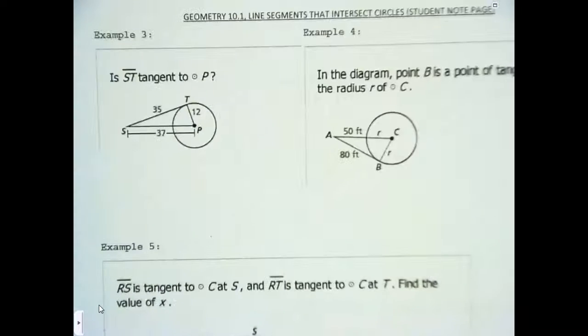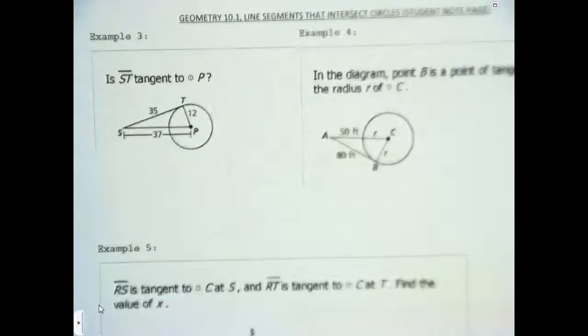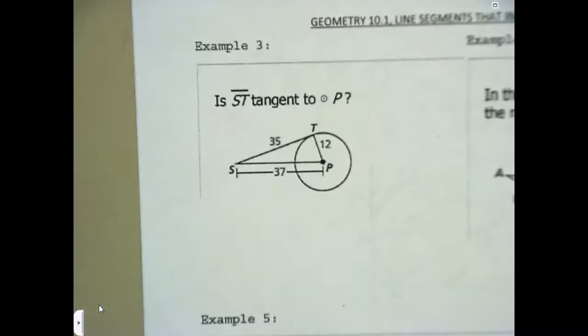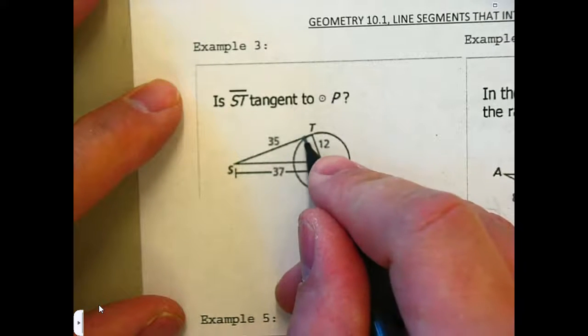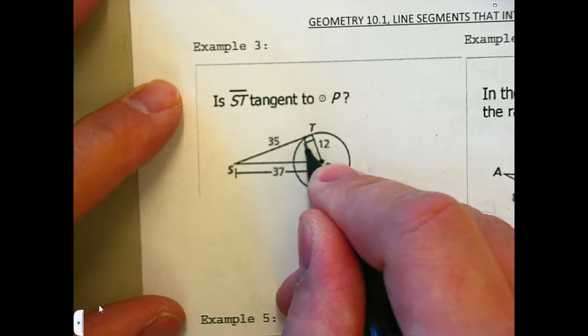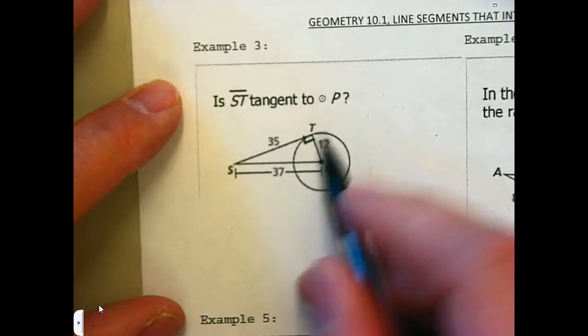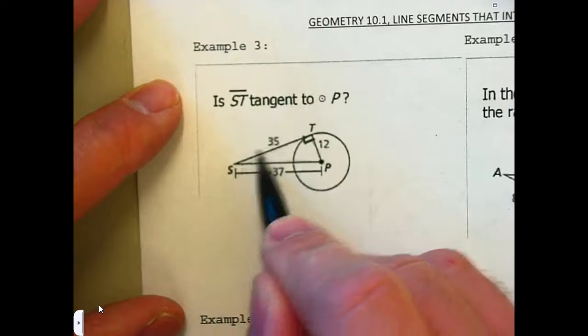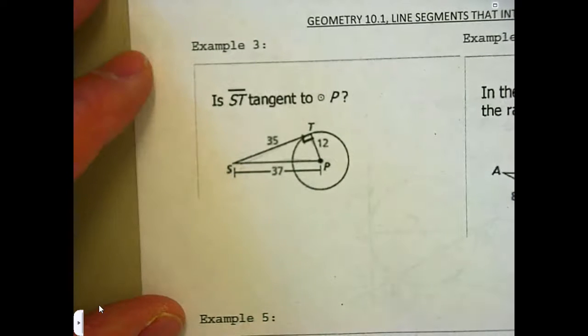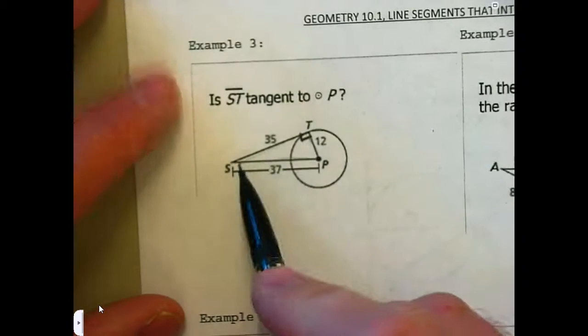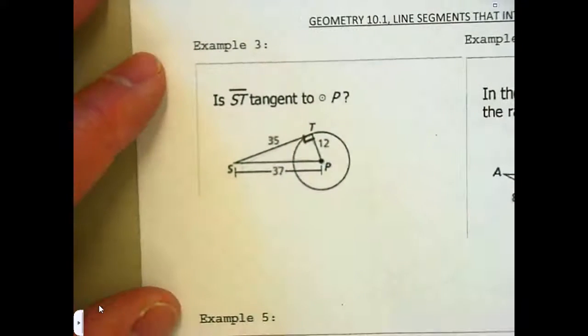All right, go ahead and turn over. Example 3. Is ST tangent to P? Well, we didn't talk about this yet, but if a line intersects at a tangent, it intersects at a right angle. In order for that to be a right angle, what would we know about this relationship between these triangles, or these sides? Danica, you have a question about this? Can we come back to that? Yeah. Okay. So what do we know about the relationship of these sides?